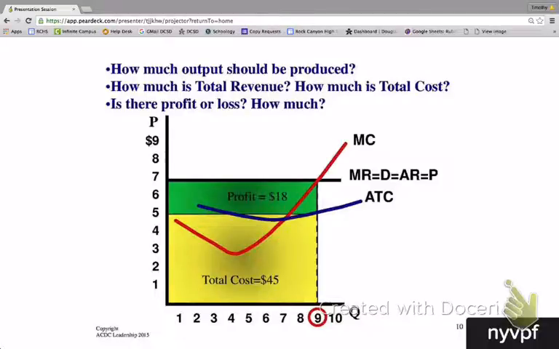And what if they ask you to compute total cost? Well, total cost is going to be the area of the rectangle going from the average total cost point down to the quantity, and multiply the area of that rectangle. So it will be 5 times 9, which would be $45.